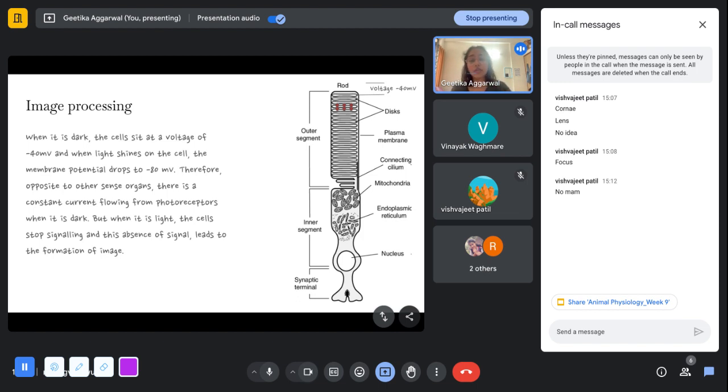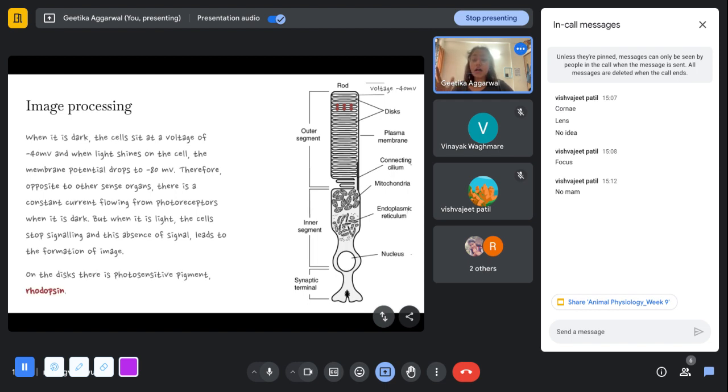Is that clear to everybody? When it is dark, they are sending out a constant signal, but when it is light, they turn off, and the image formation happens in the opposite manner. Yes, ma'am. Okay, so moving on from here.